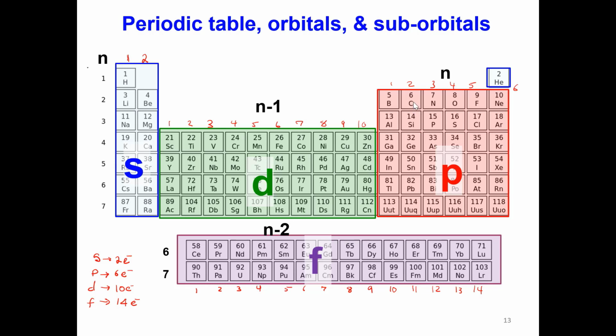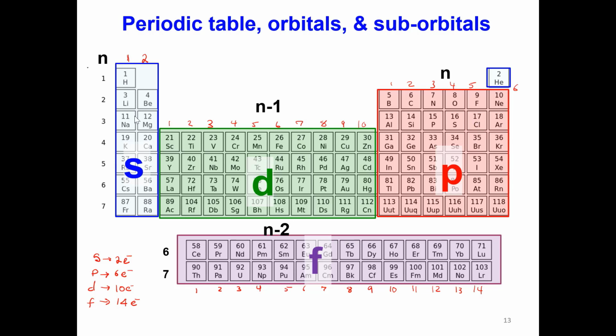For carbon, the main orbital will be 2. Then P, because it's in the P block, 2P, and it's in the second column, so it will be 2P2. We are talking about just the outermost shell. In the case of aluminum, it is in the third row, so it will be 3P1. Let's see what happens with chlorine.